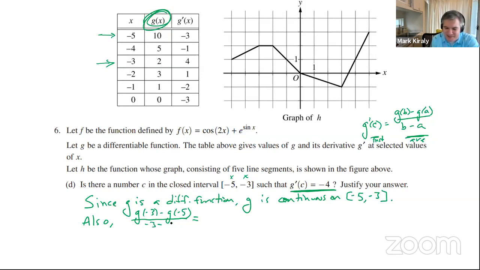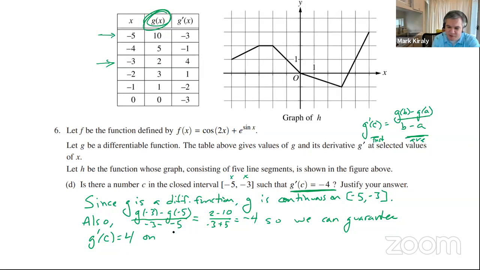Yeah. So then we get 2 minus 10 over -3 plus 5, which looks a lot like -4. So we can guarantee that g prime of c equals -4, -5, -3. And you'll notice it actually said in the closed interval, but if we can guarantee it inside the open, we're also guaranteeing it inside the closed.